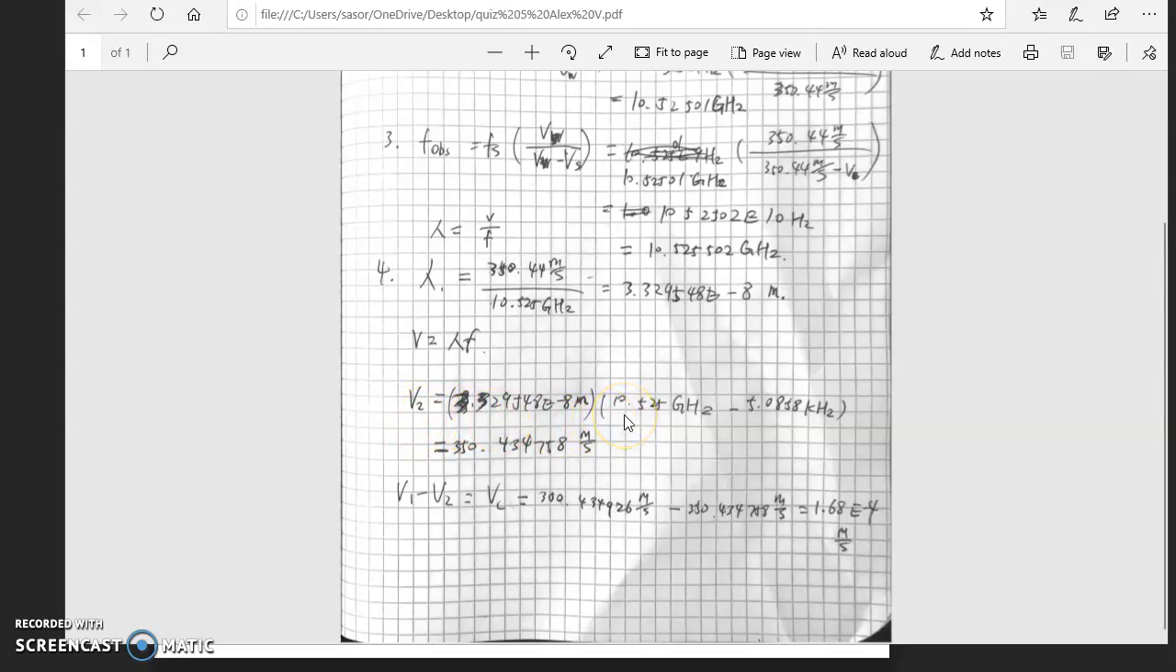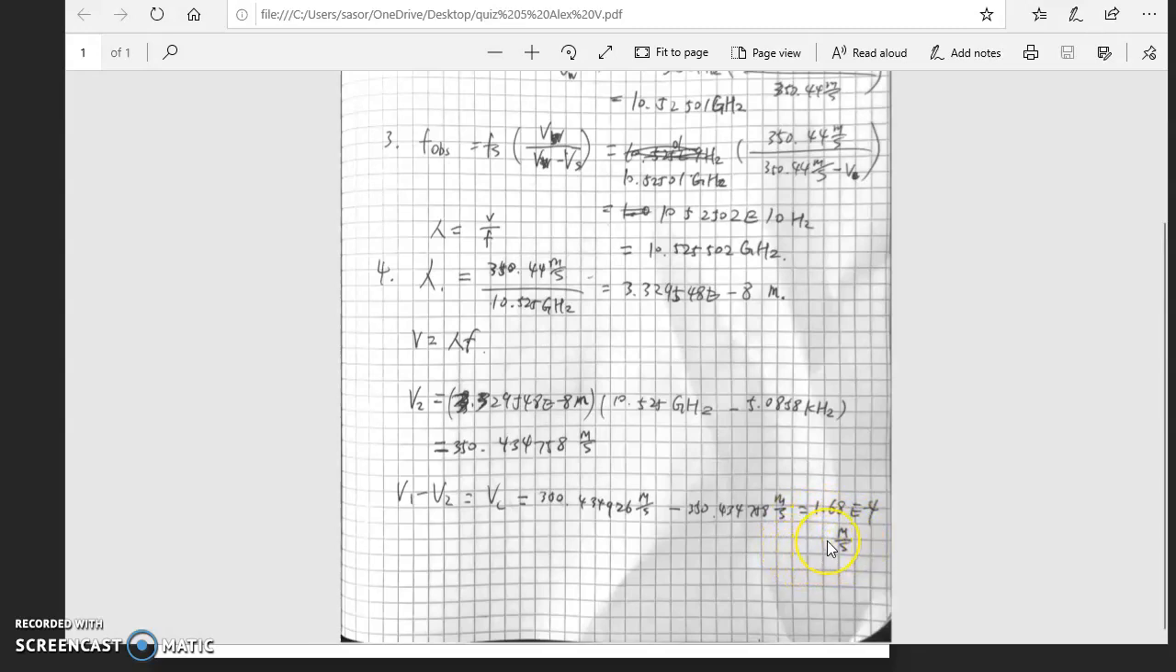Because we know that the beat frequency is 5.00858 kilohertz. Well, the wavelength times the difference in frequency would be v2, the new wave speed, and the difference between these two would be the vehicle's traveling speed, which is 1.68 e minus 4 meters per second.